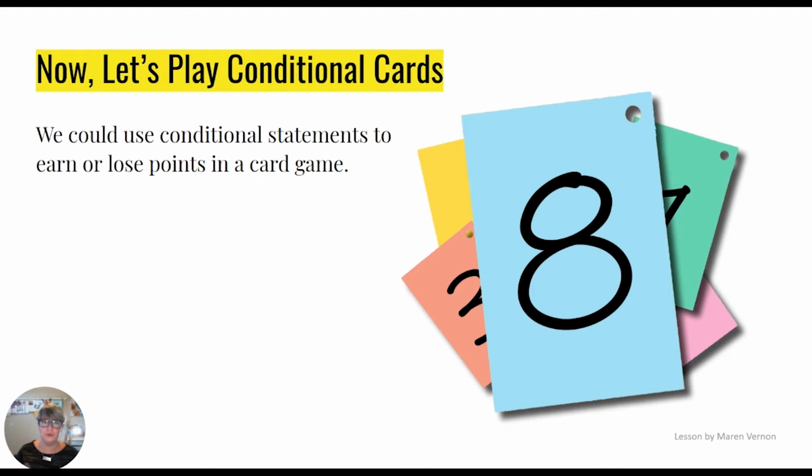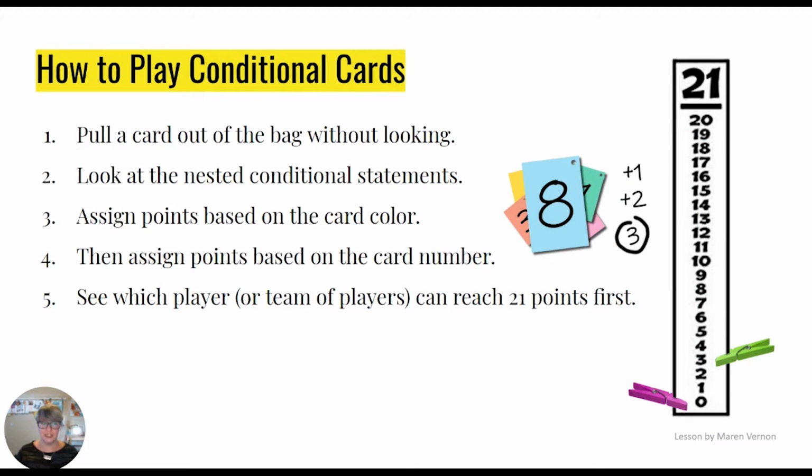We can also use cards to play a conditional card game. In order to play conditional cards, first, you're going to pull a card out of a bag without looking. You're going to look at the set of nested conditional statements I'm about to show you. You'll assign points based on the color of your card and the number of your card, and you're going to see which player or team of players can reach 21 points first.